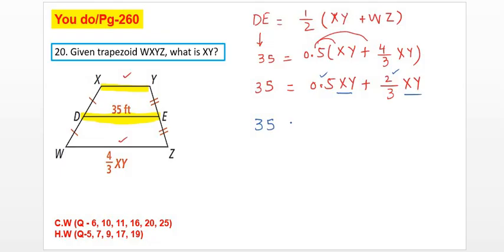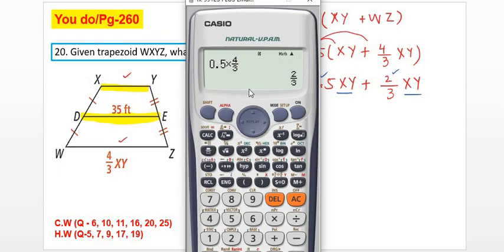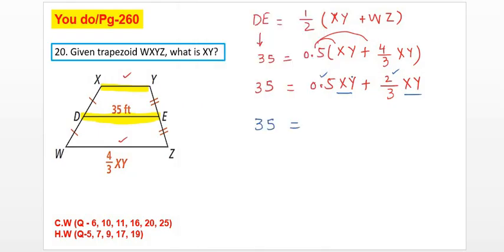So we will have 35 equals, let's add them. It's 0.5 plus the fraction 2 over 3. So what is the answer? It's becoming 7 over 6. So when we add these, it will become 7 over 6 XY. Now there are two ways to remove the 7 over 6 from here. Either you multiply both sides by 6 over 7, the reciprocal of 7 over 6. I think it will be easy. Multiply this side by 6 over 7 and multiply this side by 6 over 7.